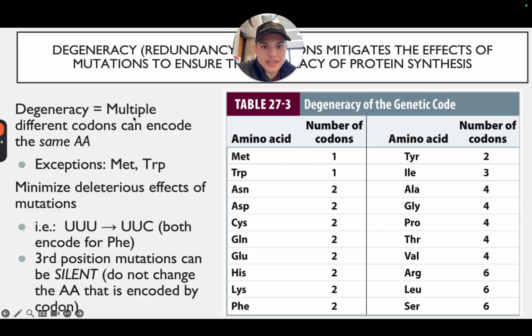So again, degeneracy in plain simple English is multiple different codons can encode the same amino acid. The only exceptions are methionine and tryptophan. Those are the only ones that have only one codon for that one amino acid. And degeneracy minimizes deleterious effects of mutations. So for example, UUU and UUC both encode for phenylalanine, so this mutation wouldn't change the protein that you form. Third position mutations can be silent, as I mentioned.